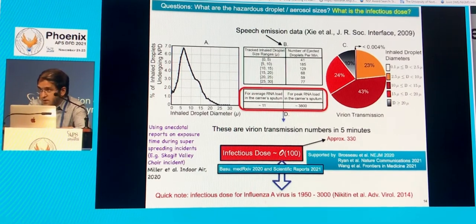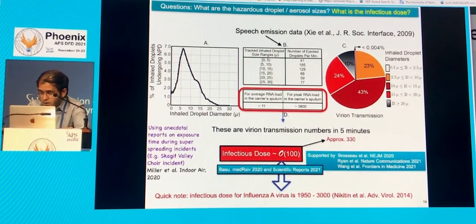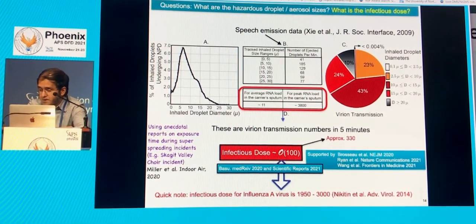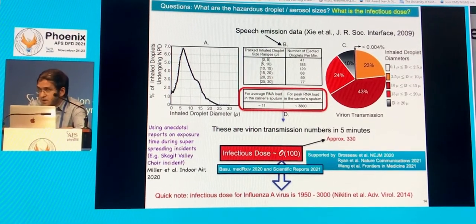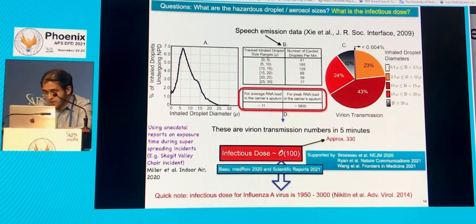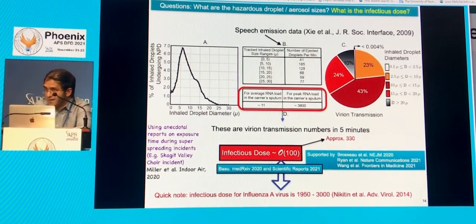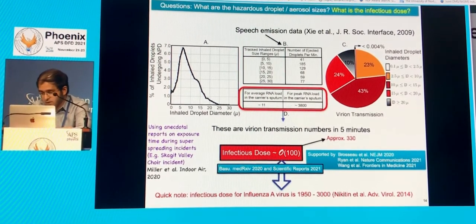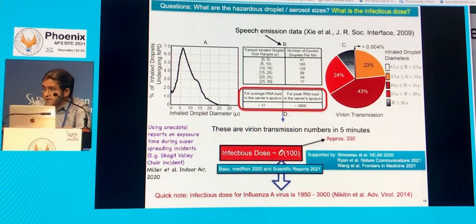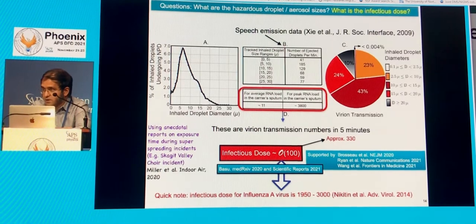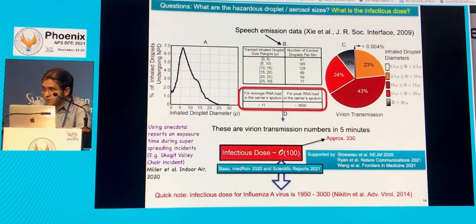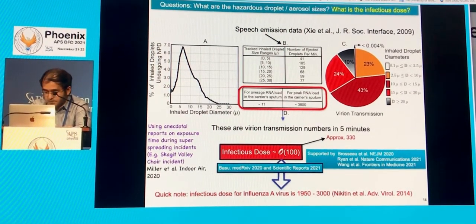So using that perspective, we can figure out that if someone is exposed to the infected individual for 5 minutes, and if the infected individual has an average viral load, 11 virions would be landing at the nasopharynx of the exposed subject. But on the other hand, if the infected individual has peak viral load, 3,800 virions are landing over 5 minutes of exposure in the other subject.